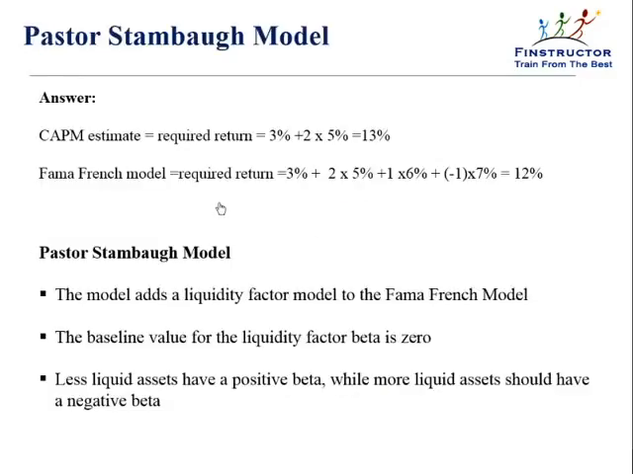The third multi-factor model, or the second multi-factor model that we will study, is the Pastor-Stambaugh model. This model is the same as the Fama-French model that we studied earlier, only it adds one more factor of liquidity to the Fama-French model. So the baseline value for the liquidity factor beta is 0. Less liquid assets have a positive beta, while more liquid assets have a negative beta. So to the Fama-French, we will add just one more, that is beta multiplied by the liquidity risk premium.